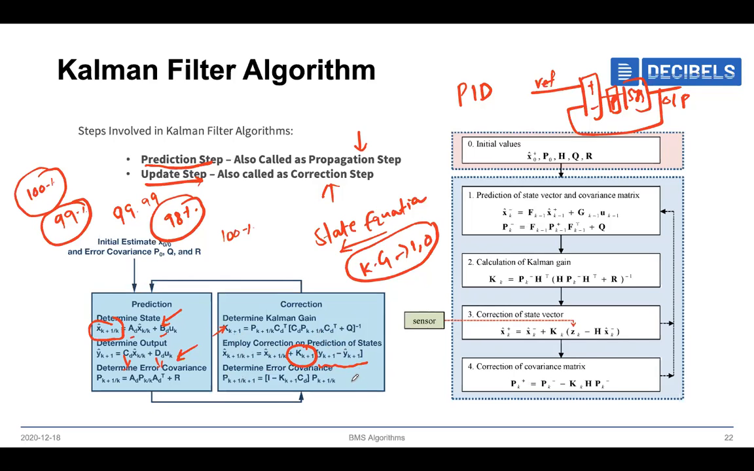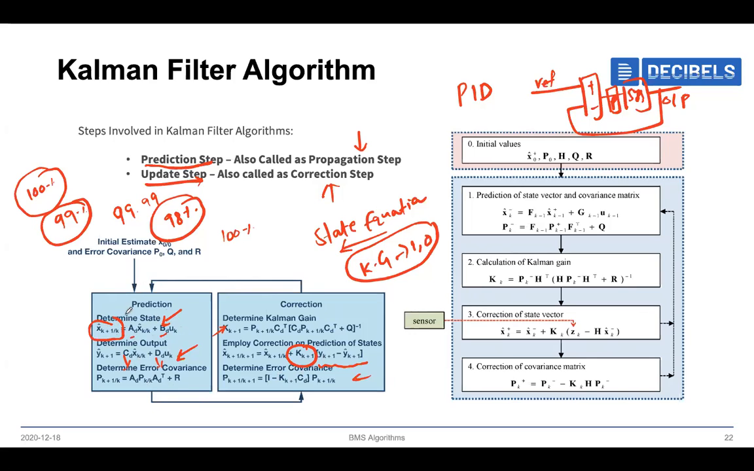Finally, it will calculate the error covariance value. After calculating this, again this will come over here, so it will be a continuous loop. What I would suggest is to take this step by step. For the first step, try keeping k equal to 0 in this equation.